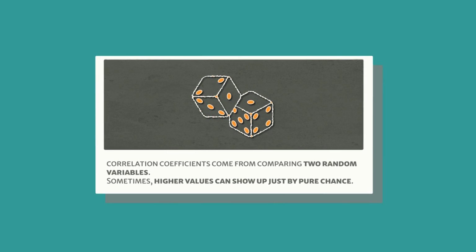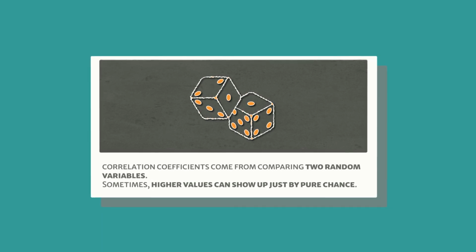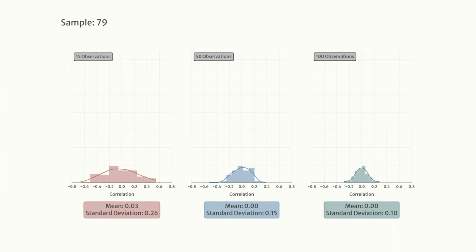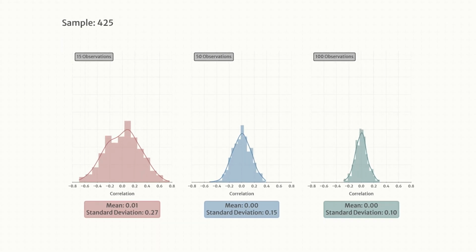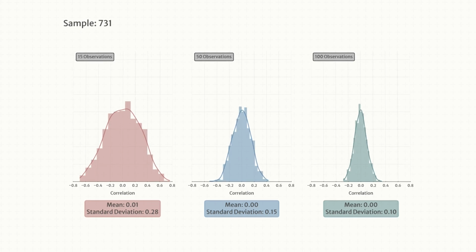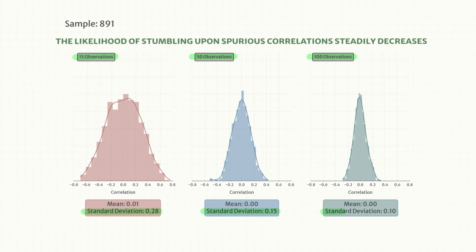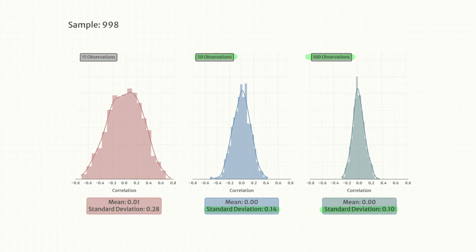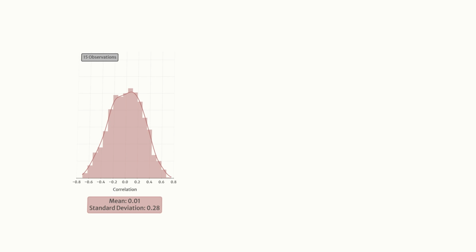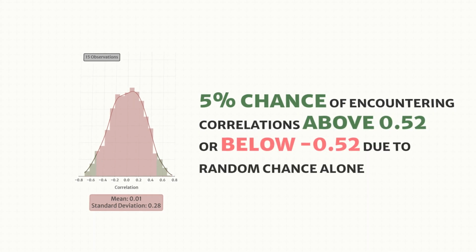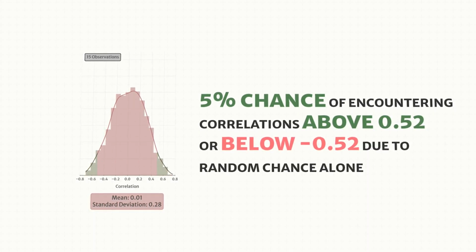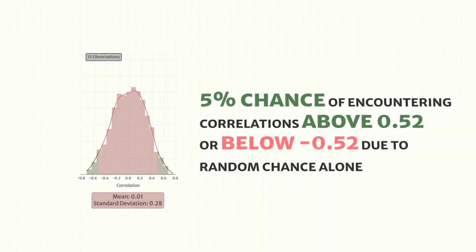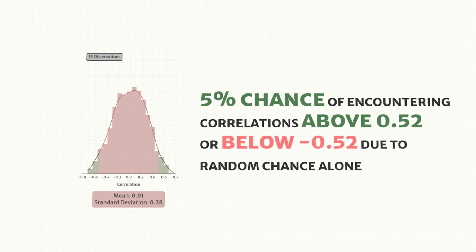But you gotta keep one thing in mind. Correlation coefficients come from comparing two random variables. Sometimes higher values can show up just by pure chance. To prove this, we ran some simulations where we compute the correlation between two randomly drawn variables with observations ranging from 15 to 100. As the sample size expands, the likelihood of stumbling upon spurious correlations steadily decreases. So be wary when dealing with small datasets. A mere 15 observations in our dataset yields a standard deviation of 0.26, translating to a 5% chance of encountering correlations above 0.52 or below -0.52 due to random chance alone. And that's saying there's a 1 in 20 chance of computing a correlation above 0.5.